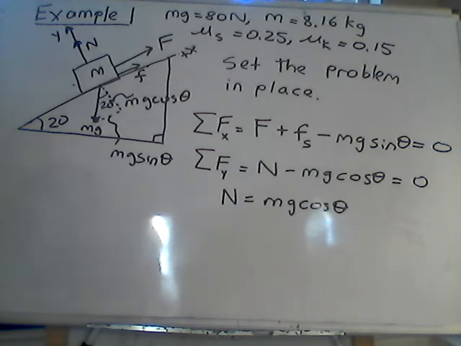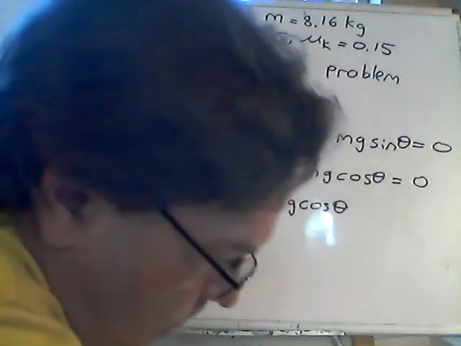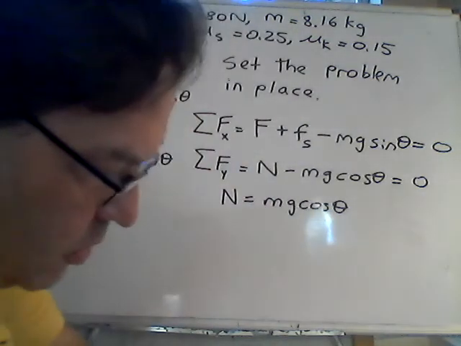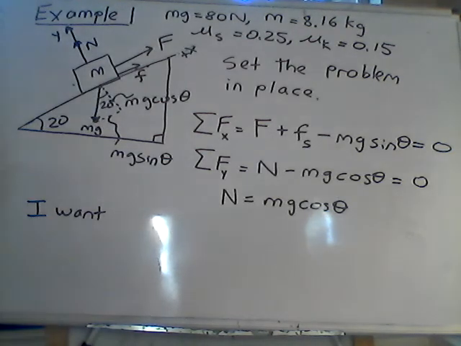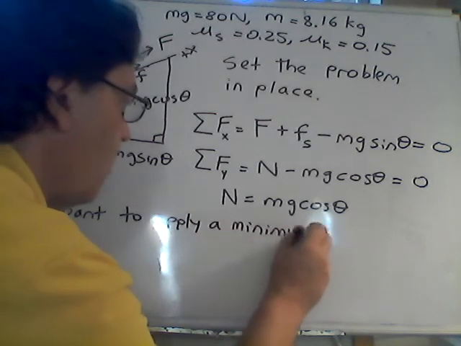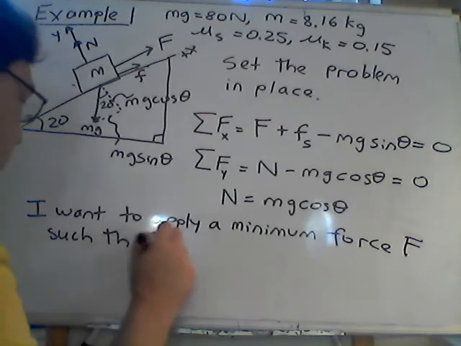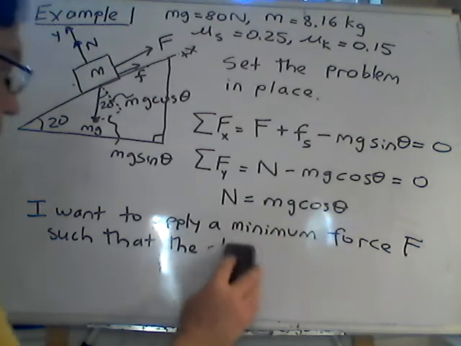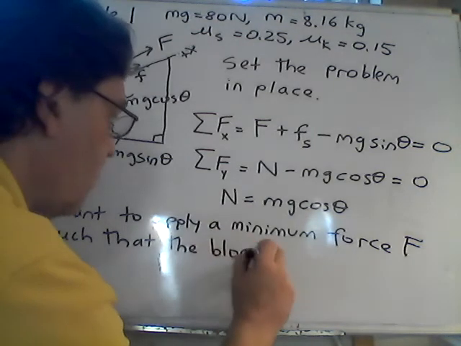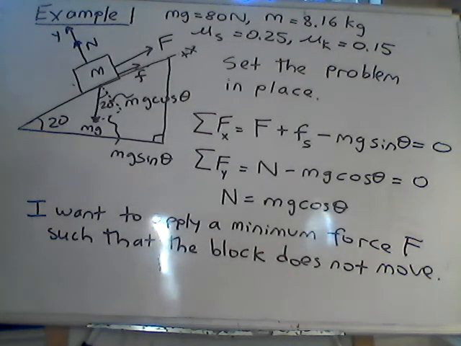Okay, so what am I being asked? Well, I want to apply a force such that the object does not move. I think it's the minimum force, if I recall. Now, what's the minimum force? When you see words like minimum, then you're really talking about being on the border, if you will. So I want to apply a minimum force F such that the object, the block, does not move. All right, so that means if I apply any less force, then we have sliding, which I'm trying to avoid.